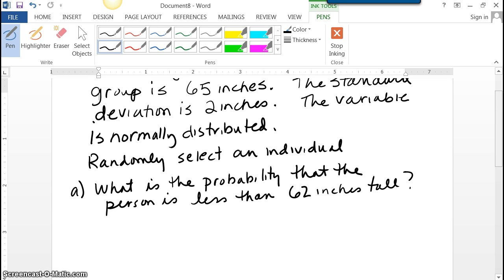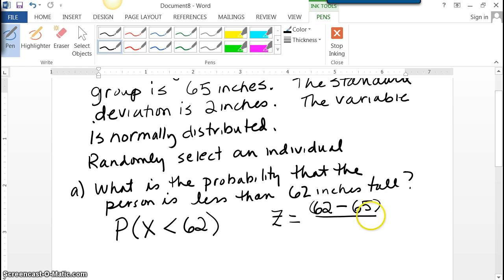So the question that we're asking is, what's the probability that the random variable we're looking at, the person, is less than 62 inches tall? What we have to do in order to use table E, the standard normal table, is to standardize this, and we use this formula where we take the x that we're trying to find the answer to, and we subtract away the mean, which was 65, and then we divide through by the standard deviation, which was 2.